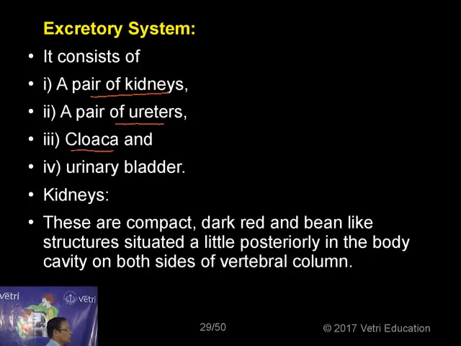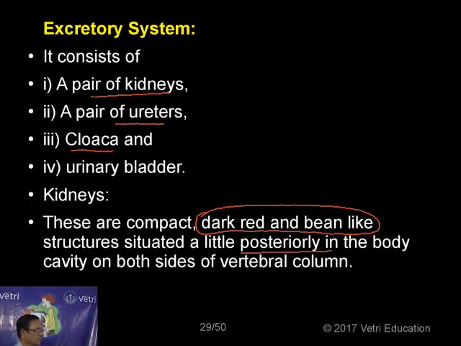Now about the kidneys: very simple in organization, not looking like the kidney of man. These are dark red colored, bean shaped structures, very compact in nature and situated posteriorly in the abdominal cavity on both sides of the vertebral column. There is no specific region for abdomen; simply we can say trunk, otherwise we can say the body cavity. They are present one on either side of the vertebral column.